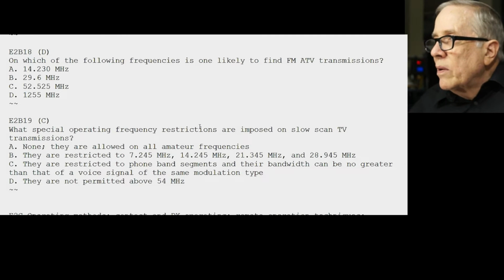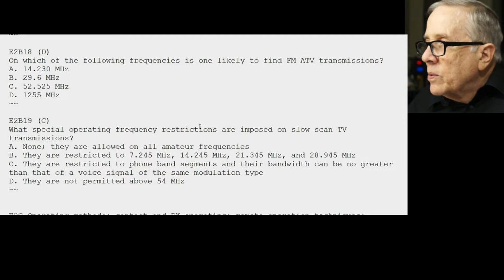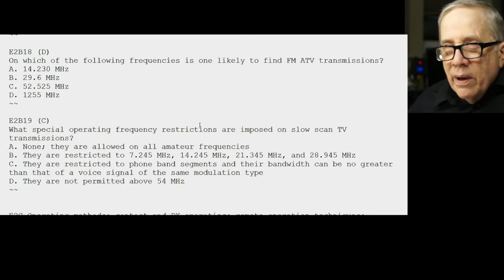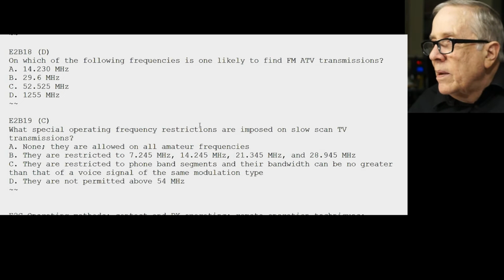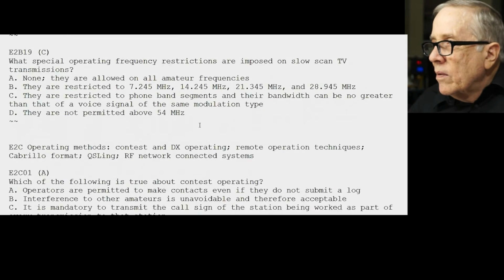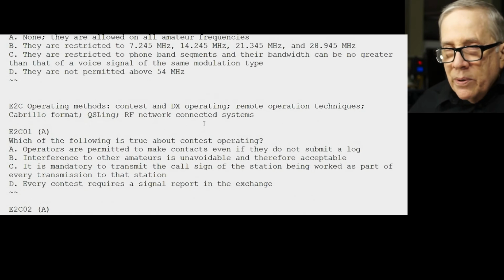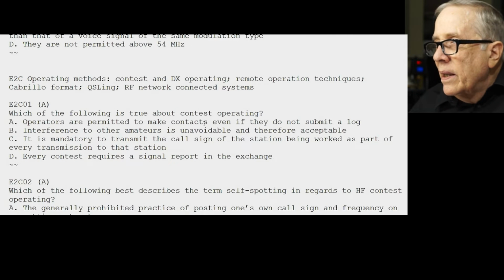E2B19. What special operating frequency restrictions are imposed on slow scan TV transmission? At first I thought none, but the answer is C. They're restricted to the phone segments, and their bandwidth can be no greater than that of a voice signal at 3 kilohertz. So those are the restrictions, 3 kilohertz, and in the phone portion of the band.